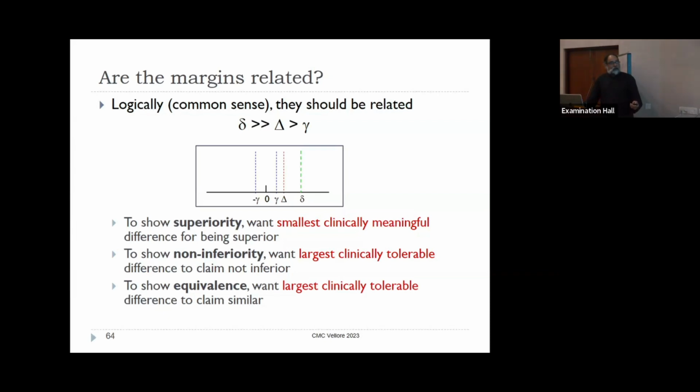For non-inferiority, that capital delta is the largest clinically tolerable difference to claim similarity. And careful, you need to be careful of how you say these things. They have different meanings.